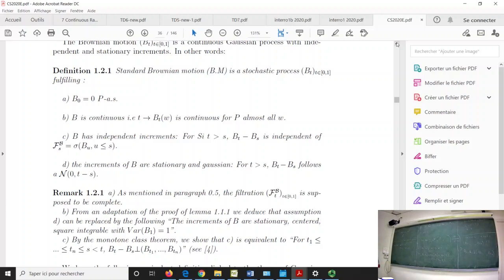So I want to prove this one. The main thing we are going to use is that I have a Gaussian process. So I erase this, if you don't have questions. So I say two things, and it's an exercise we have done together. I said that (Bt minus Bs, Bt1, ..., Btn) is a Gaussian vector.